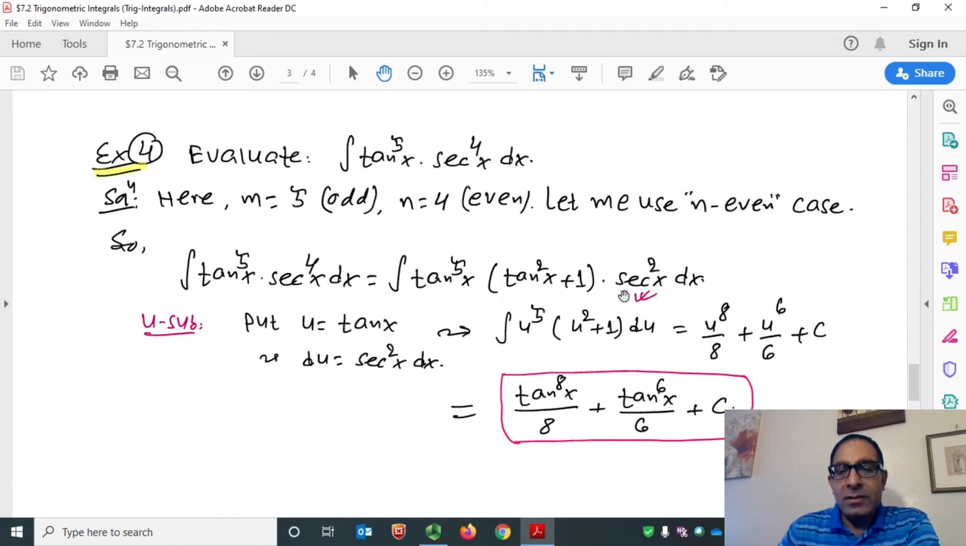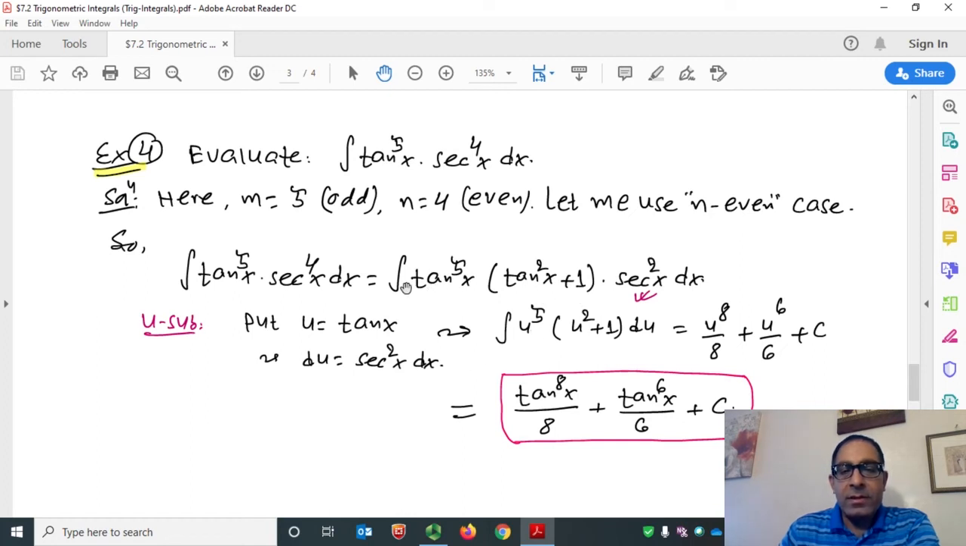Then this integral is a good candidate for u substitution. So let's put u equals tan x. Then the derivative of tan x is secant squared x dx, and the left side is du. Then rewrite this integral, tan x secant squared x, in terms of the u variable.